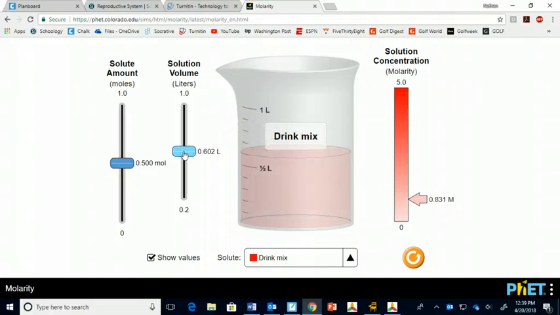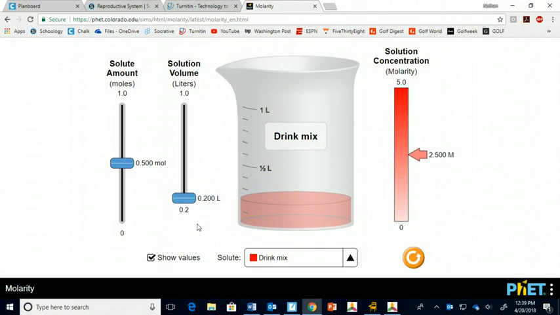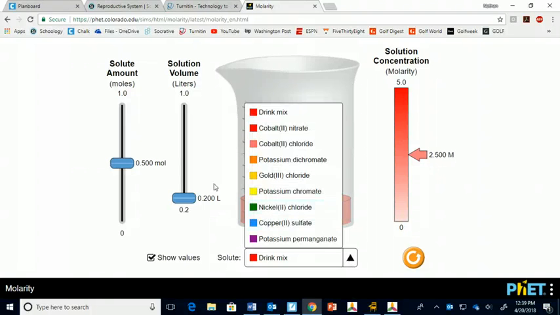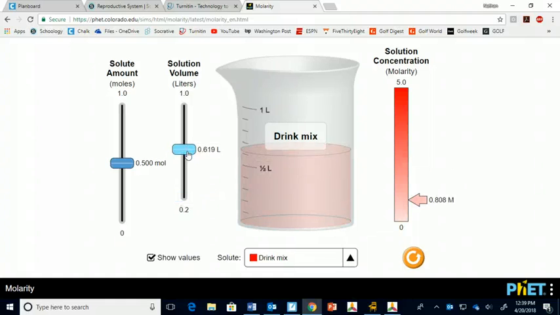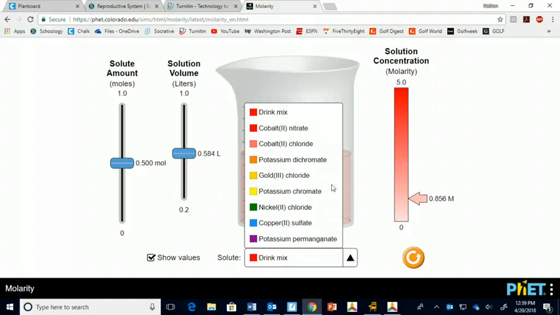If I go back, here's my 1.0 molar, right? If I go and add less water, what happens to my concentration? It goes up. So I'm up to 2.5 molar now. And this is kind of like duh, but visually it helps. Okay? Before I do that, set it back to the middle here. Let's change our substance.